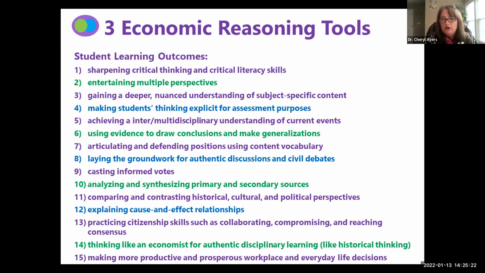But look at the first three, sharpening critical thinking and critical literacy skills. Now more than ever, you need critical literacy skills with all of the media that bombards our minds daily. Multiple perspectives: you cannot fill out a cost-benefit analysis without bringing in those social studies multiple perspectives. And then back to the academic core subjects, you can gain a deeper, more nuanced understanding of anything that you apply, for example, a cost-benefit analysis chart to. Look down at number 7, articulating and defending positions using content vocabulary. I know that's important for some of that GED instruction. And finally, number 15, simply making more productive and prosperous workplace and everyday life decisions. So I just really encourage you to come back to this and really look at how you can use what we're getting ready to go over in your profession to achieve some of these learning outcomes.